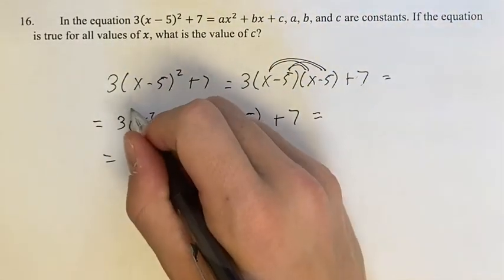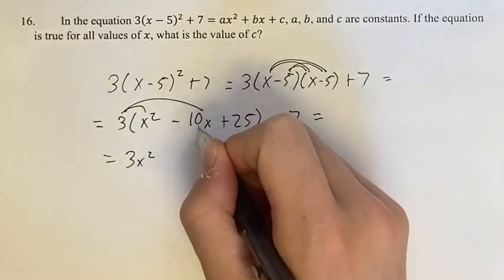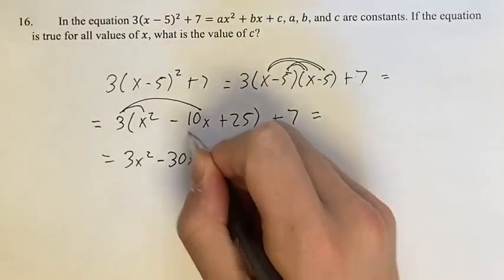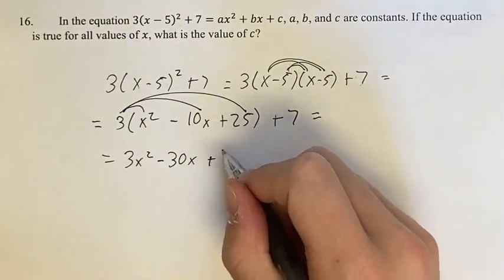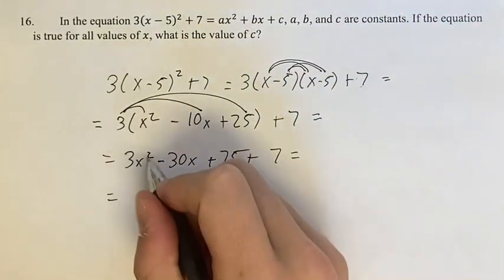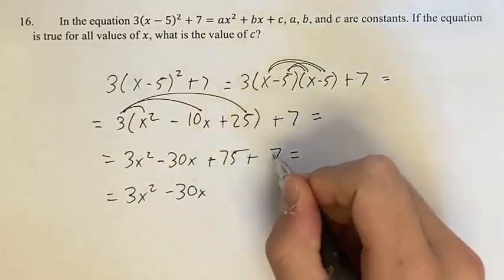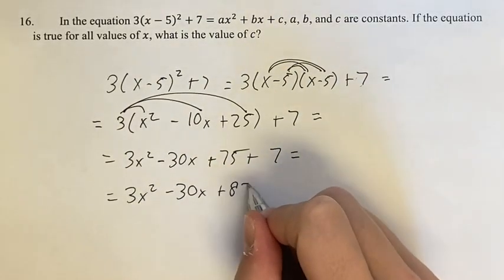And then we can distribute. 3 times x squared is 3x squared. 3 times negative 10x is minus 30x. And 3 times 25 is plus 75. Adding 7 here, we're left with 3x squared minus 30x plus 75 plus 7, which is plus 82.